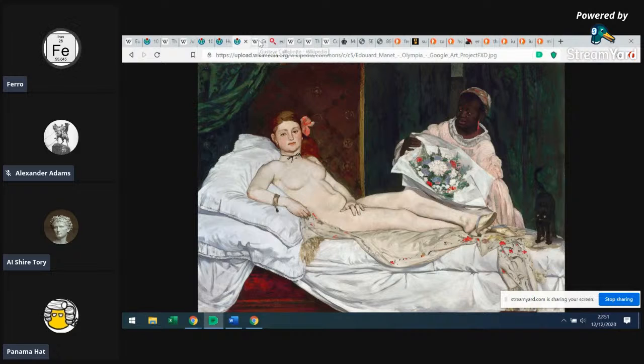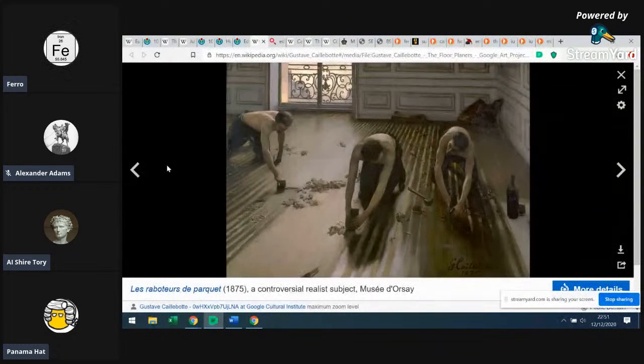But we're running out of time, so I'm going to steam on ahead to, yes, is it the floor? The floor scrapers, yeah. So this is by Gustave Caillebotte, who was an impressionist painter. So this is obviously another scene of working. This was obviously working men. We're going to come to working women in a minute.